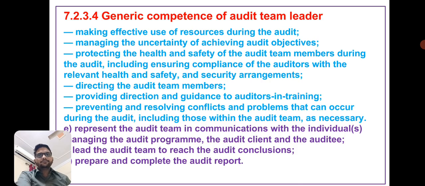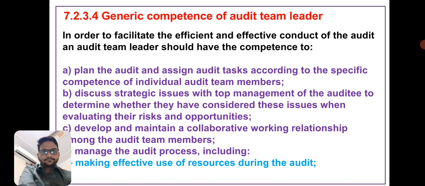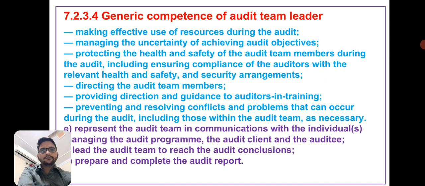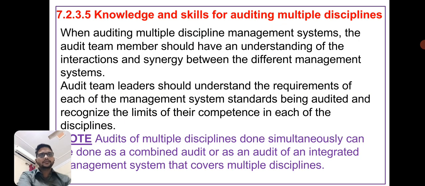Next is preventing and resolving conflicts and problems that can occur during the audit. Next is represent the audit team in communicating with the individual managing the audit program. These are the generic competencies. First is plan the audit and assign audit tasks according to the specific competency of individual audit team members. Second is discuss strategic issues with top management of the auditee. Third is develop and maintain a collaborative working relationship among the audit team members. And fourth is represent the audit team in communication with individuals managing the audit programs.